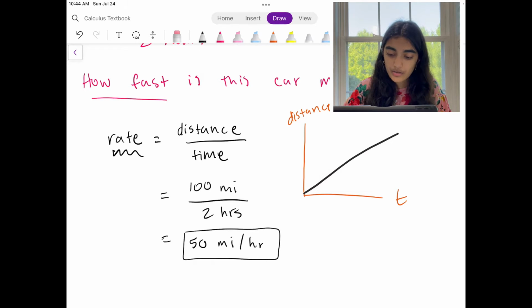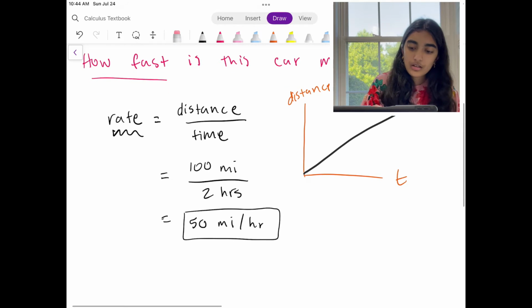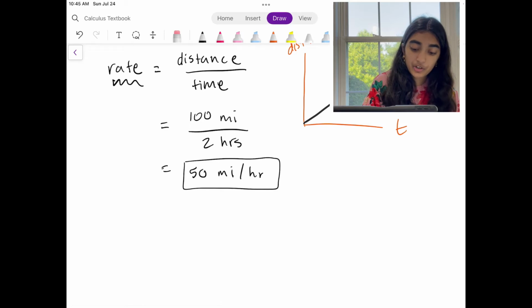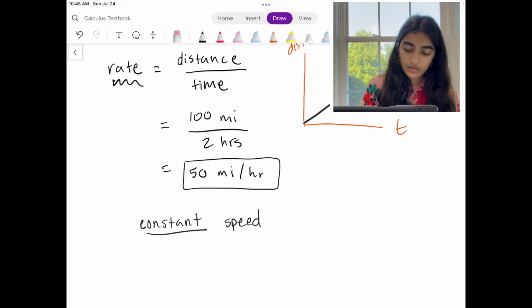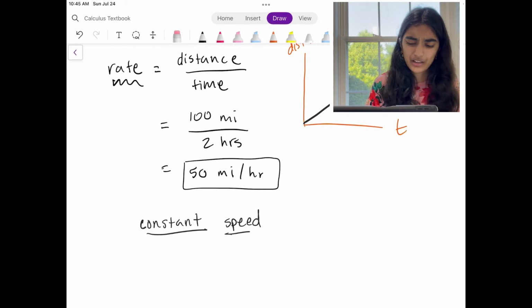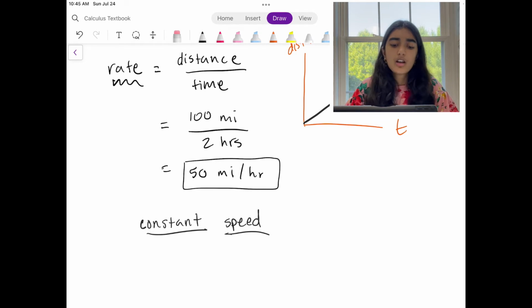And why is it a line? Well, in this particular problem, we have a constant rate. We have a constant speed, okay? And this is very important because we're going to look at things that are not constant in just a second. So this is constant speed, assuming that we're going in one direction, which doesn't really matter in our case. So we're at a constant speed, 50 miles per hour.